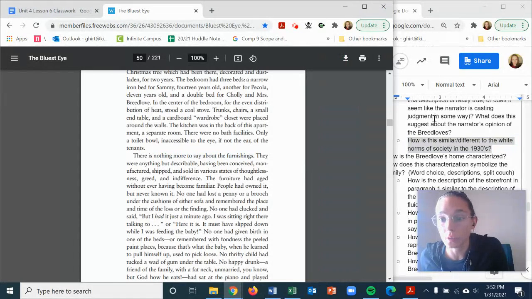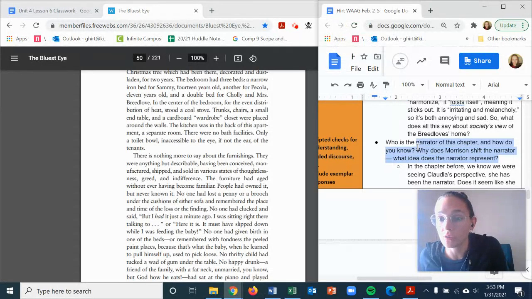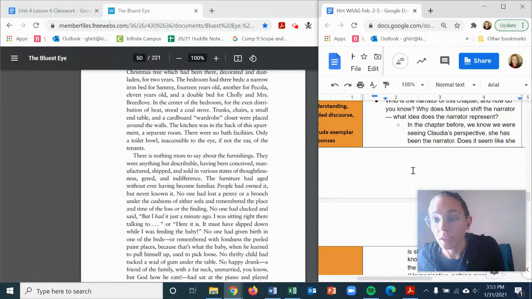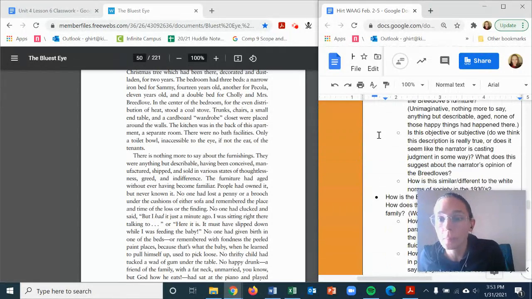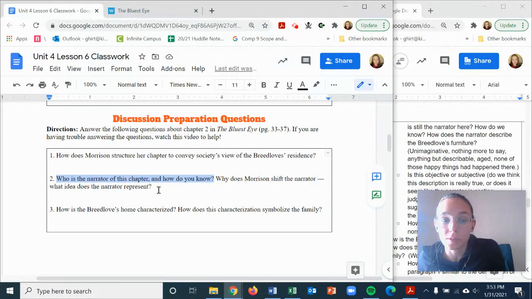So all of these questions are about the narrator. Why does Morrison shift the narrator? What idea does the narrator represent, if it's not Claudia anymore? And how do we know it's not Claudia? Why does Morrison choose to shift the narrator here? What is that showing about society's judgment of the Breedloves? So go ahead and answer question 2 right now in your classwork document.